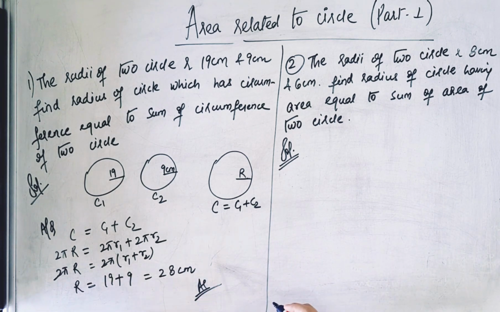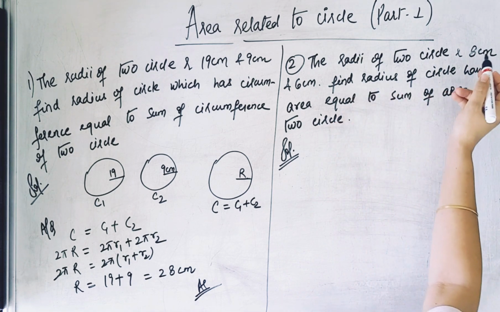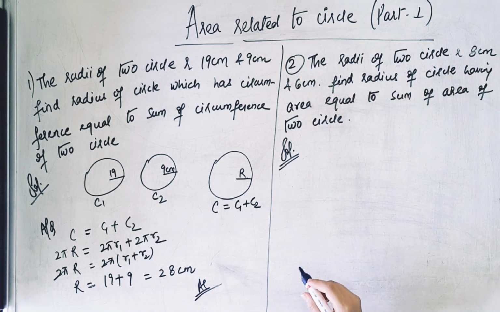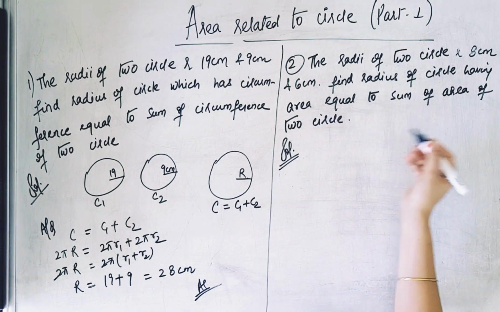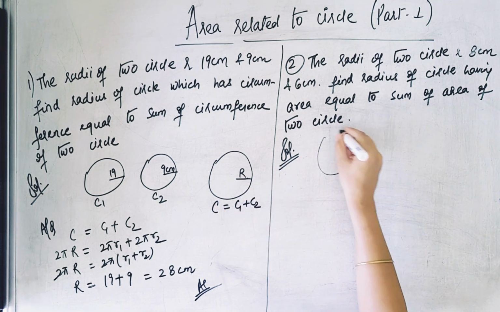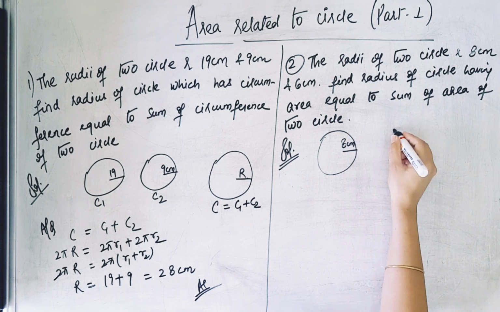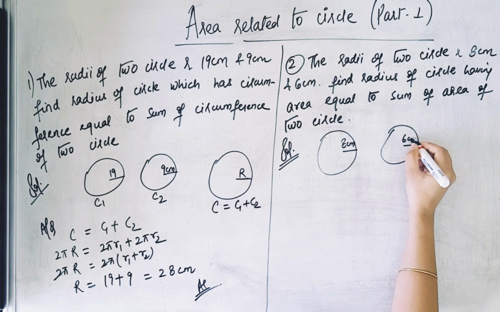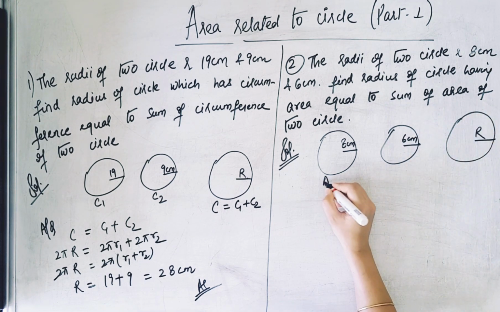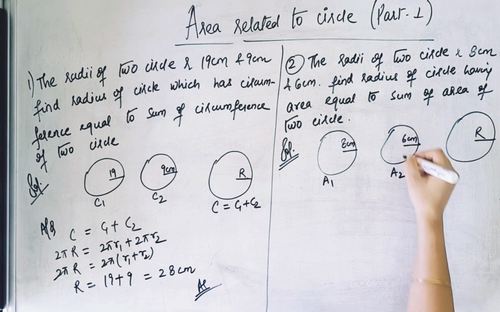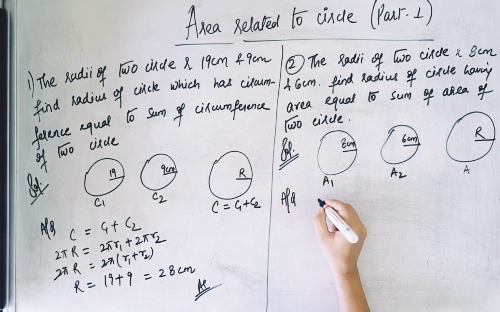In similar manner we have the next question, that is the radii of two circles are 8 centimeter and 6 centimeter. Find the radius of a circle having area equal to the sum of their areas. In the previous case they had given circumference, in this case area. So this is 8 centimeter and this is 6 centimeter. We have to find the radius of this circle. Let's suppose its area is A1 and this circle's area is A2. This is A according to the question.